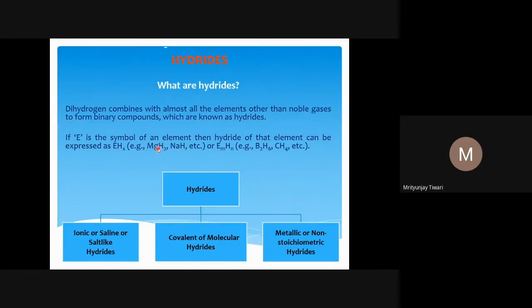In this case, MgH2, H is 2. Or hydrogen can also form a compound of this form EmHn, like here B2H6 or CH4, where m is 1 and n is 4. Or you can see many other compounds like H2O, which one can represent as OH2, and NH3, the other examples that we know.